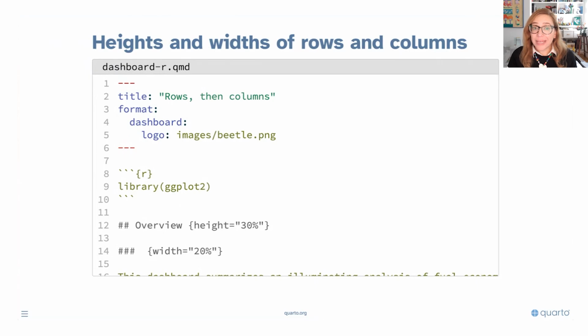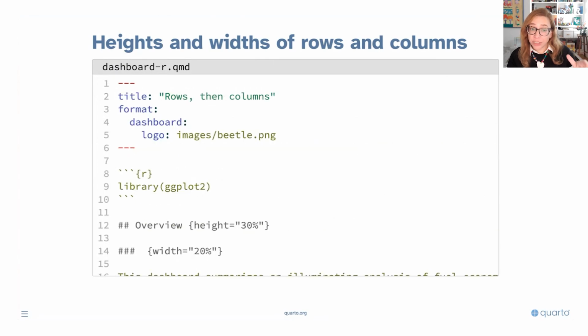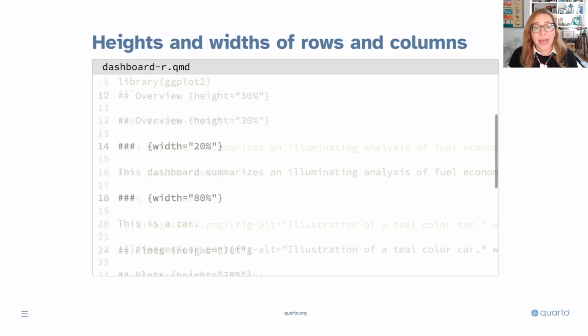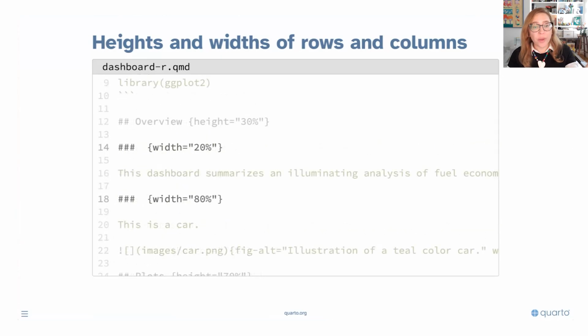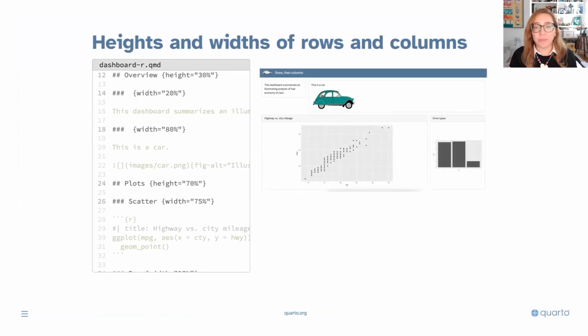We can then set the heights and widths of our rows and columns. So here I have set the orientation as default, so that's going to be rows first. So overview and plots create some rows. The first one is of height 30%, the second one is taller, 70%. And inside of the first row, we have two columns split 20 and 80% in width. And inside of the second row, we have two columns split 75% and 25% in width. So you end up with something like this.